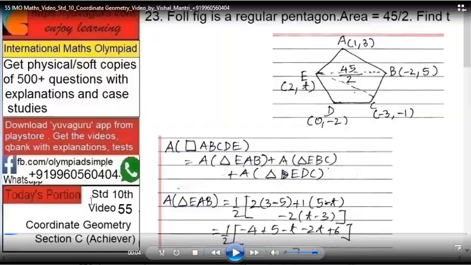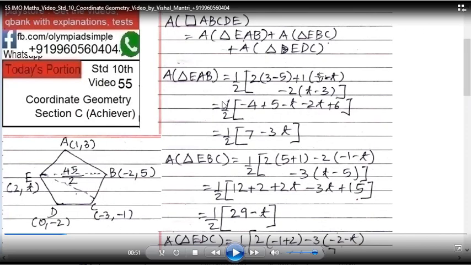So it comes out over here. So 1 upon 2 into minus 4 plus 5 plus t, minus t minus 2t plus 6 for EAB. So you get 1 upon 2 into 7 minus 3t. EAB you got it. So this is EAB.